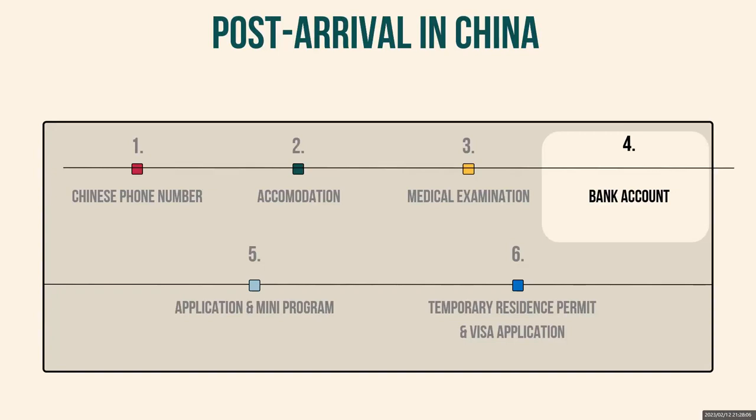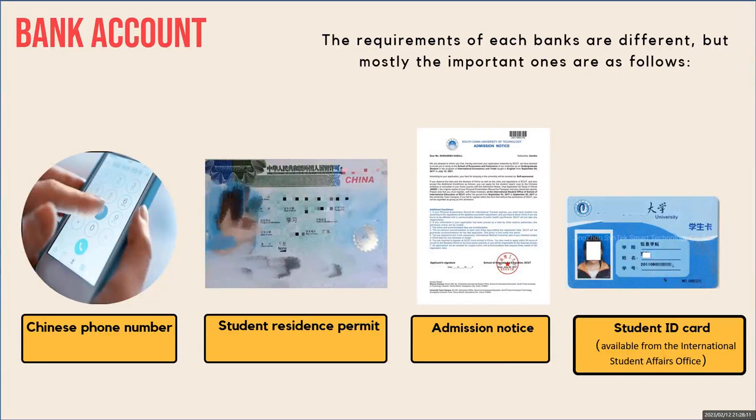The fourth thing we need to talk about is the bank account, which is also important for all of us. Normally the requirements of each bank are different, but mostly the important ones are as follows. There are a lot of banks in China, and most of them will ask for the same requirements. First of all is a China phone number, which is of course important. Second is the student resident permit. After you get your student resident permit, you need a photocopy of it, and you bring your original passport with you. Third is the admission notice, which is kind of important. Some branches will ask for the student ID with the admission notice, and some of them will ask only for the student ID, so it depends on the branch and the bank name. But most of all, banks will require these four.